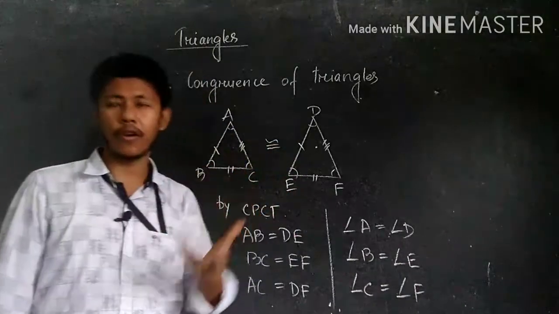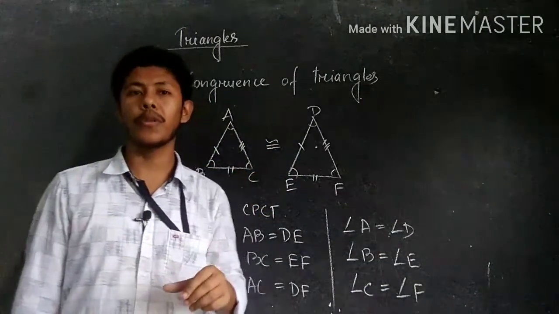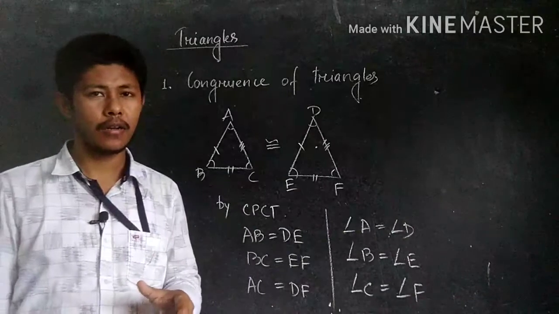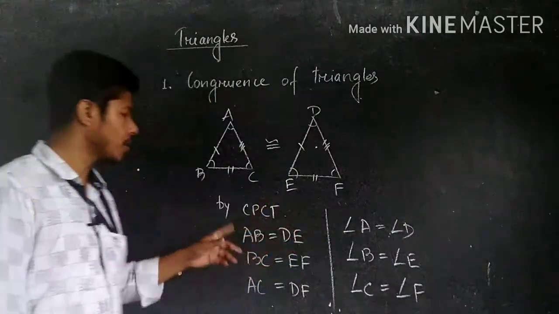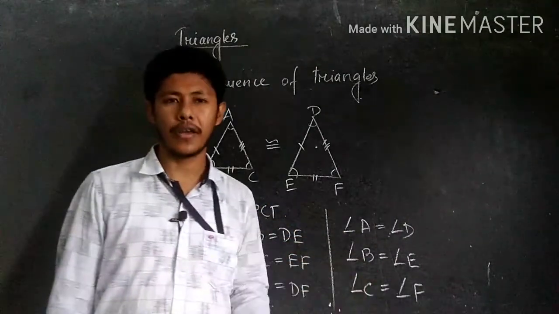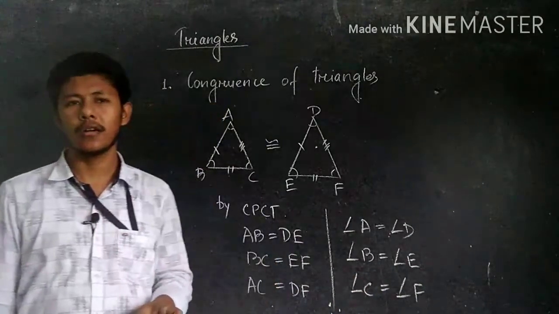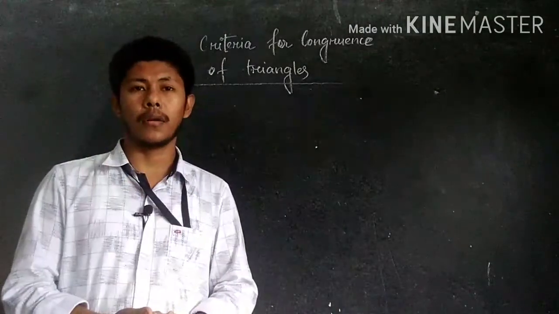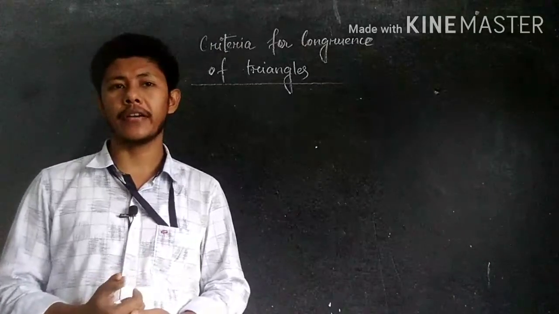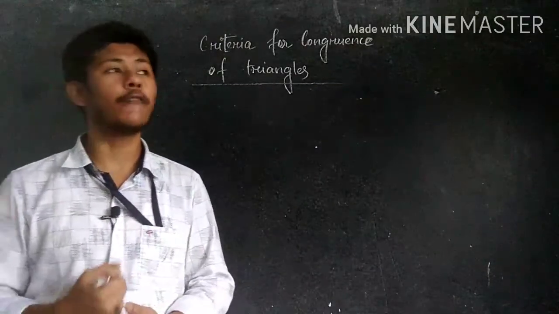Congruent means, if we recall this congruent part, congruent means what? Shape and size are equal, isn't it? And CPCT means what? Corresponding part of congruent triangles. Is it clear? Okay.